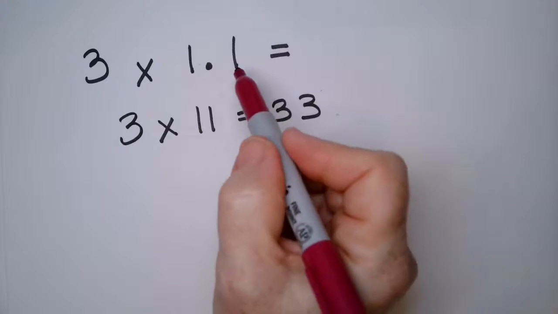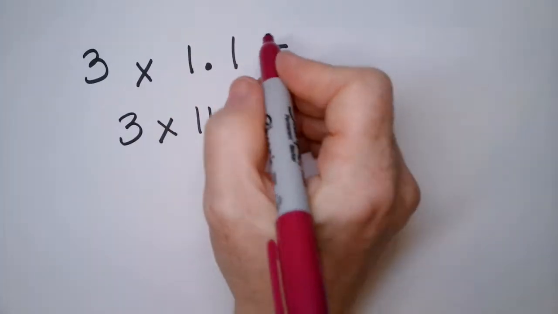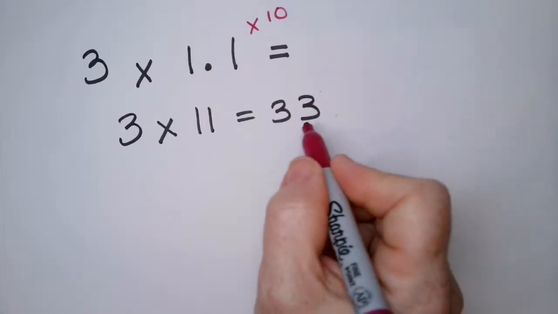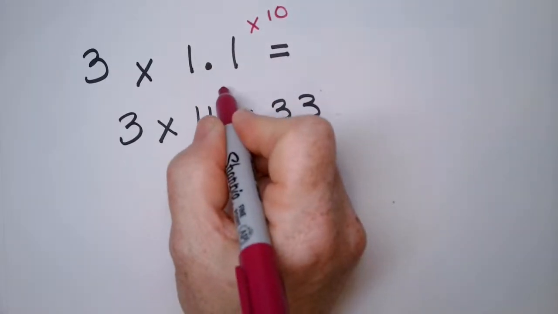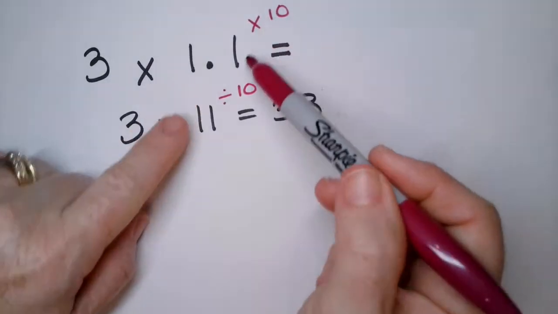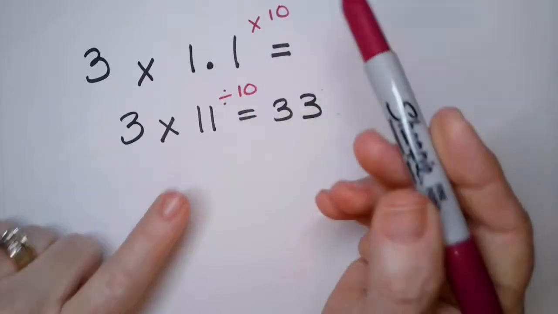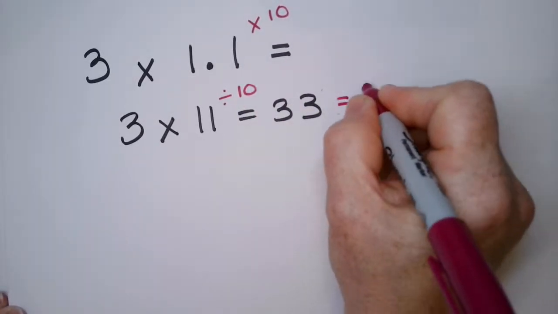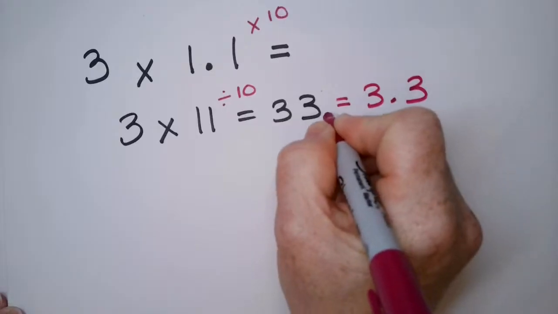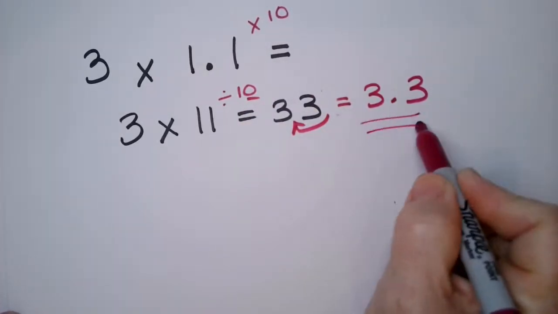Okay, but the problem isn't 3 times 11, so you got to put that decimal point back in. So how did you get from this number to this number? We multiplied by 10. So to get the right answer, we have to divide by 10. You seen that? You can multiply by 10 to get this, but then you've got to adjust it. So now we divide by 10. So that means we have 3.3. So we do 1 hop here, and the answer is 3.3.